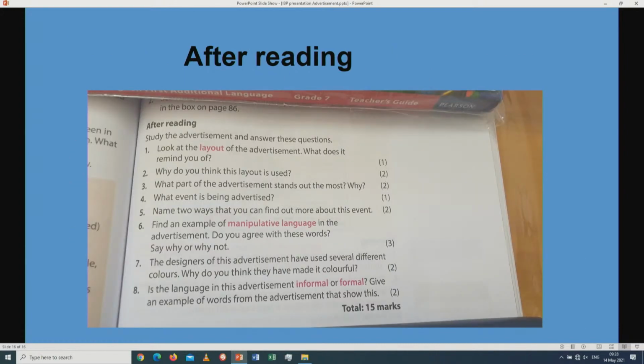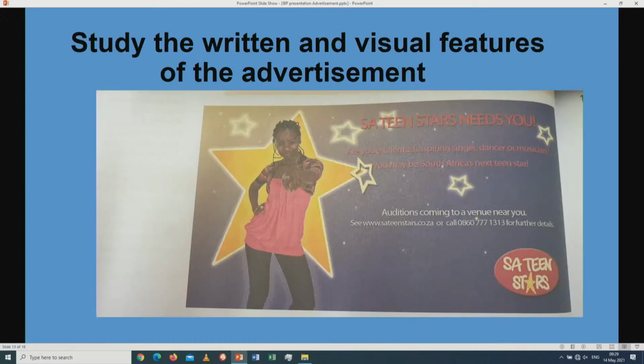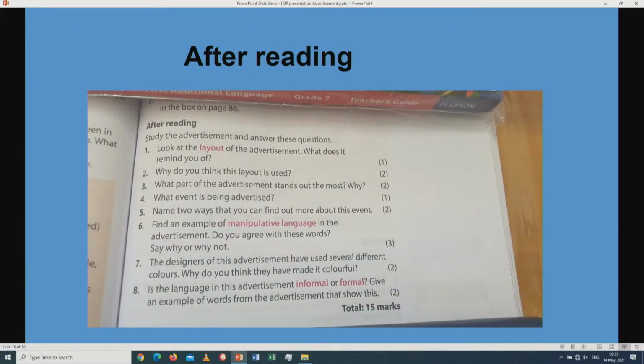And then we read question 3. What part of the advertisement stands out the most and why? Remember now, this question is in 2 parts. You need to say the part that stands out and give a reason for that. Let's go back to the picture. Look at the part that stands out and think of the reasons why you think so. And then we move on to the next question, number 4.